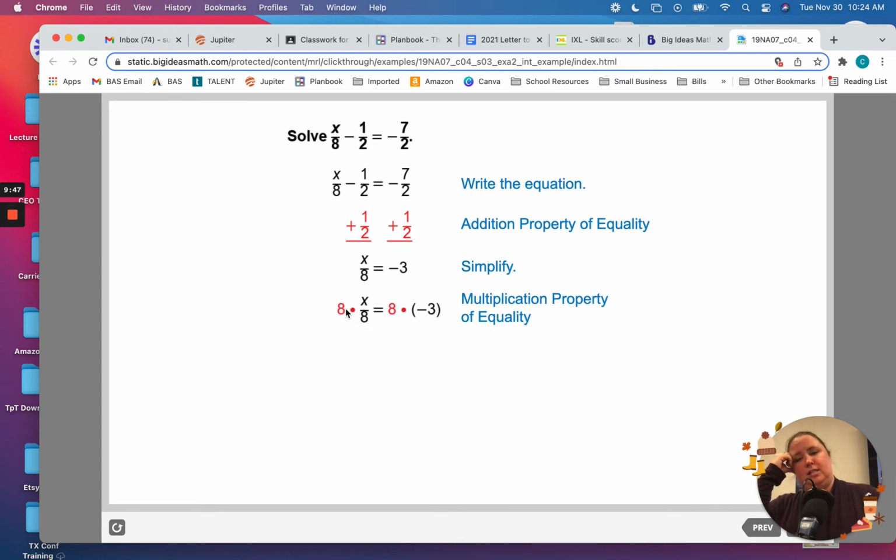That cancels these two 8s on the left. So you just do 8 times negative 3. What is 8 times negative 3? Negative 24. Good job, Lily. So the answer is x equals negative 24. All right, go do your next set.